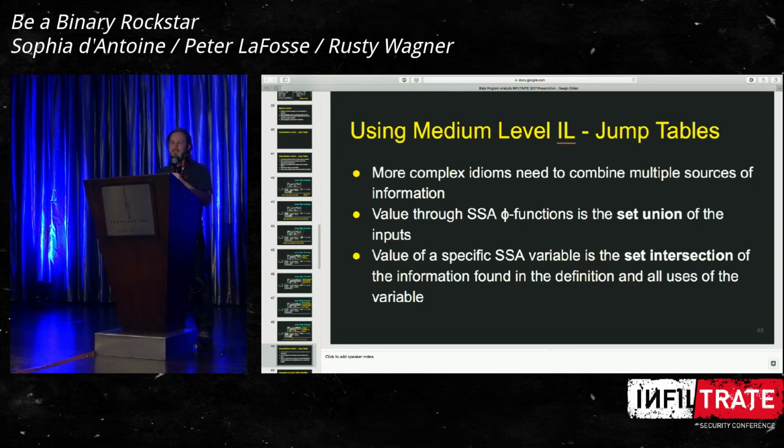So more complex jump idioms may actually require multiple sources of information that you need to merge. It's actually pretty simple to do this with SSA. If you have an SSA phi function, you just compute the set union of all the different values it could have. And for a specific SSA variable, all you do is compute the set intersection of the definition and all uses of the information you know. If you don't know anything, you just consider it the set of all possible values, and your set intersection will narrow it based on the information that you know.